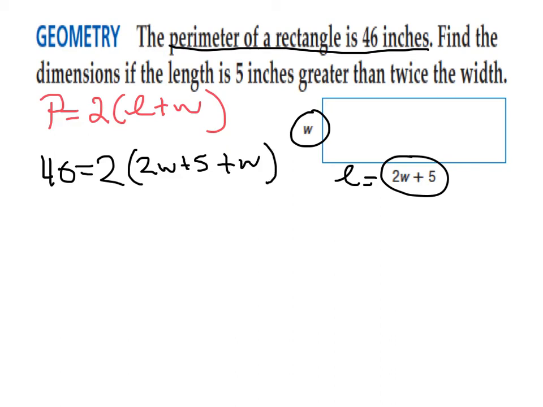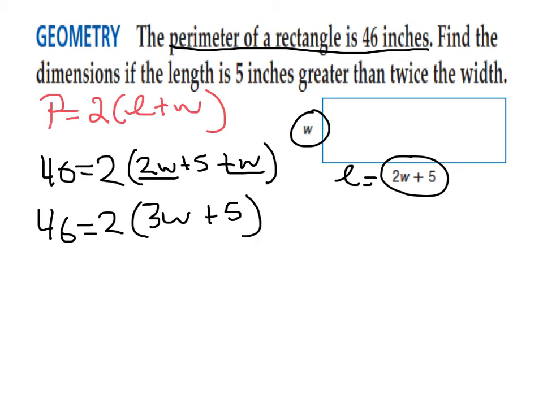I'm going to go ahead and look inside the parentheses before I do anything else, because that's what parentheses tell us to do. I notice that we have two like terms. Like terms, of course, get combined. So 2W plus a W, 2 plus 1 is 3W. The 5 does not have a variable, so it cannot be combined together.